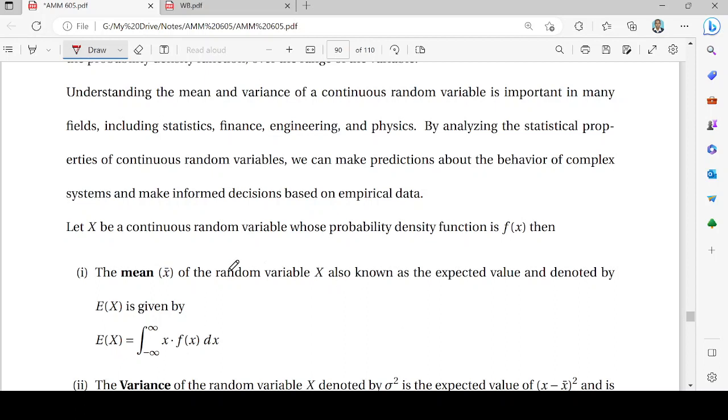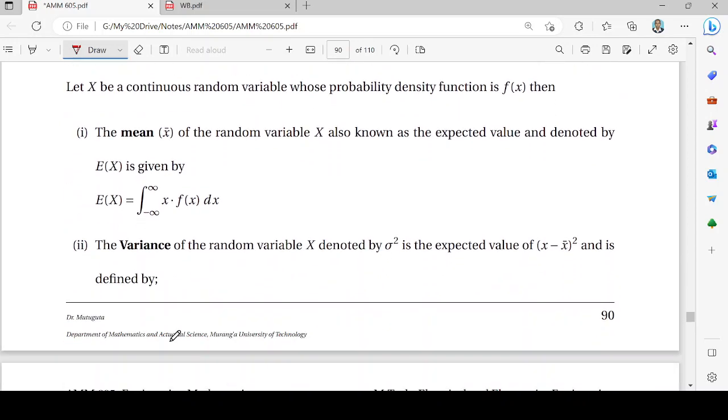So the mean, which we shall denote by x bar, and is also known as the expected value, and we write it as E[X], the expected value of the random variable X, is defined as the integral from negative infinity to infinity of x times f(x). f(x) is the probability density function.